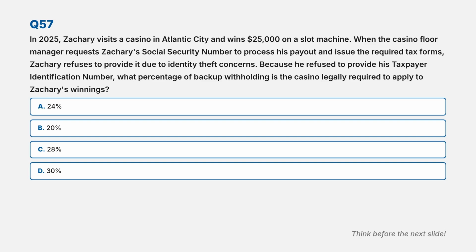Because he refused to provide his taxpayer identification number, what percentage of backup withholding is the casino legally required to apply to Zachary's winnings? A. 24%, B. 20%, C. 28%, D. 30%.